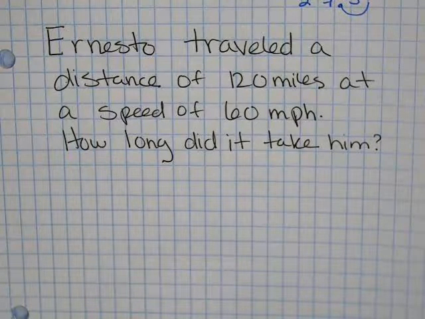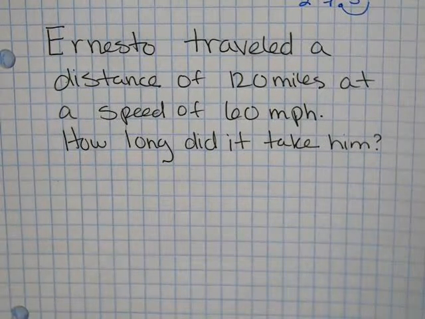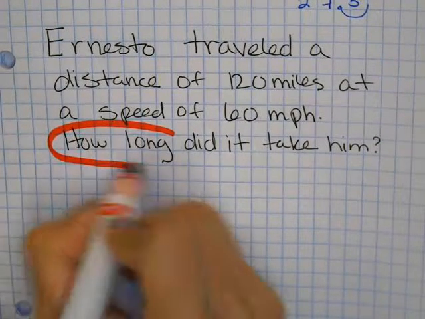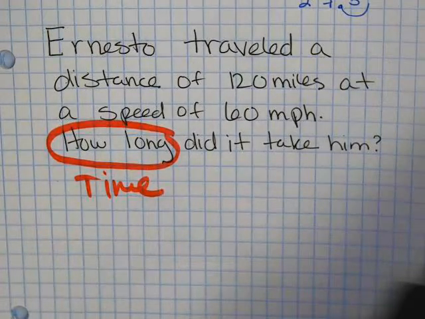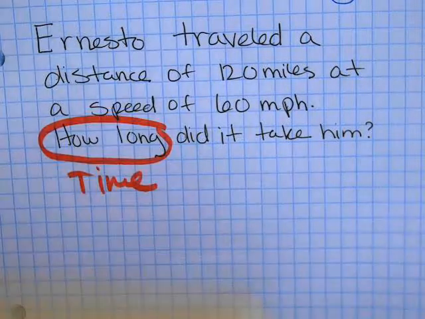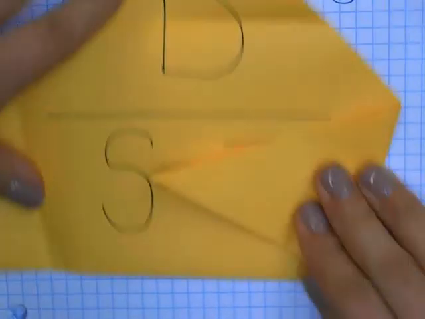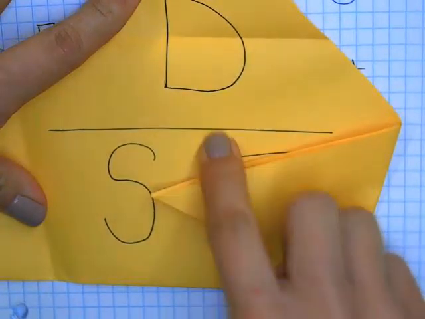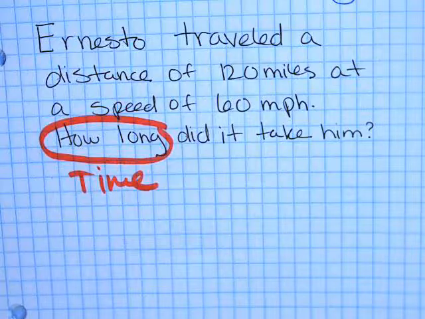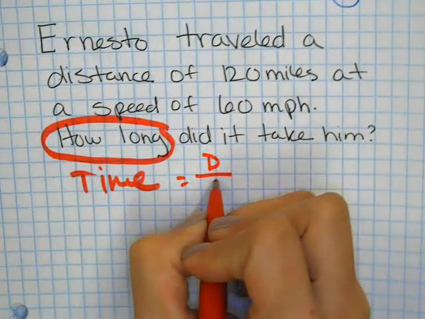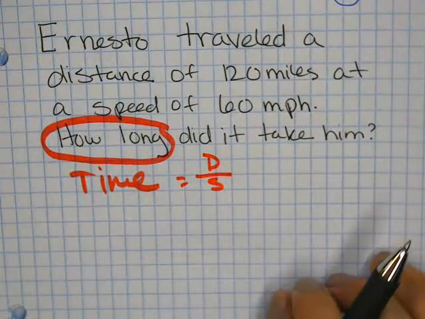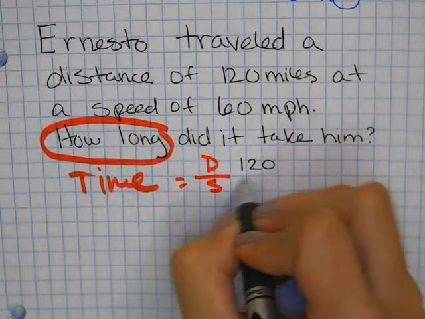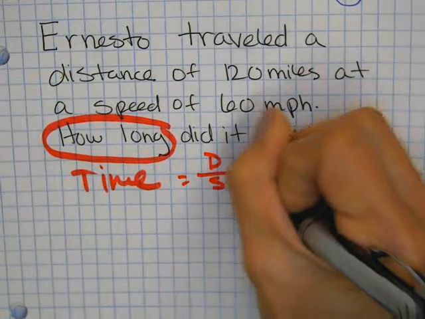The question is, what are you solving for? How do you know it's time? Exactly. So we're going to circle this. How long means time. So in my triangle, what letter do I cover up? The T. So I'm left with distance divided by speed. What's the distance he traveled? 120 miles. What's the speed? 60.